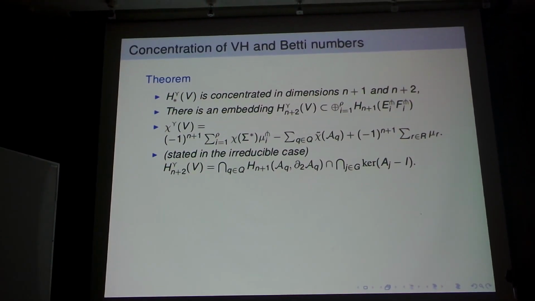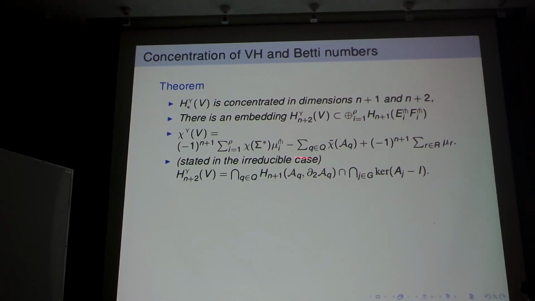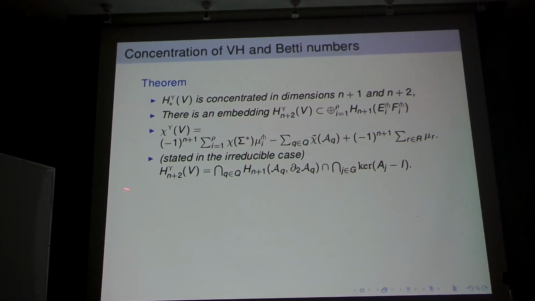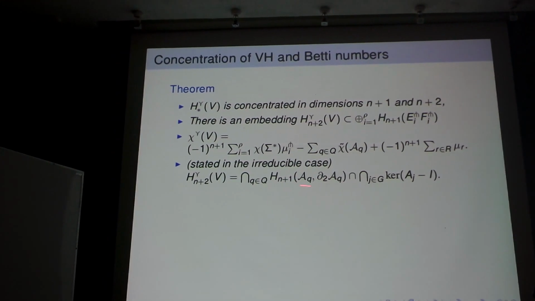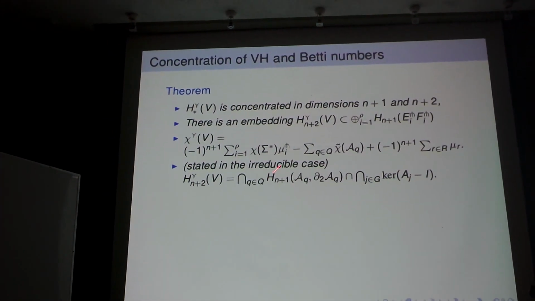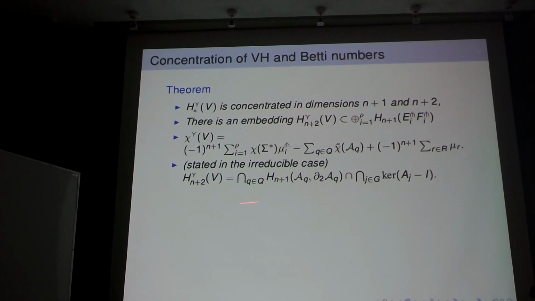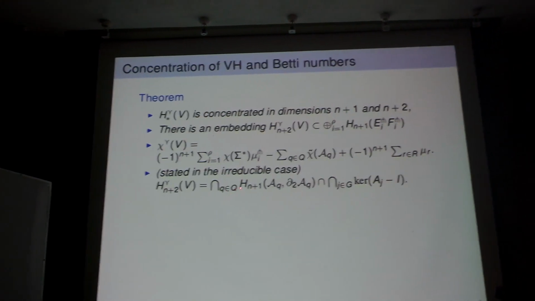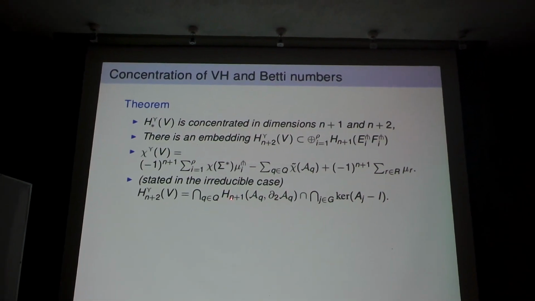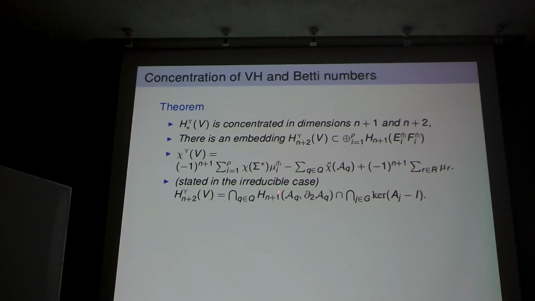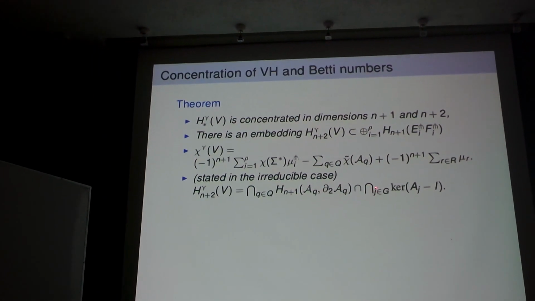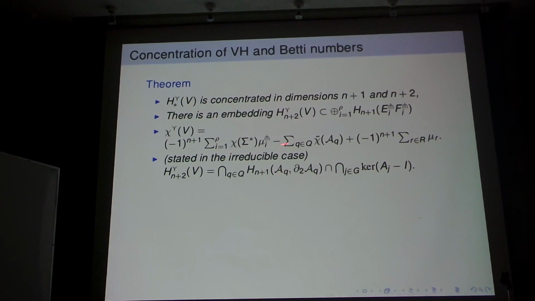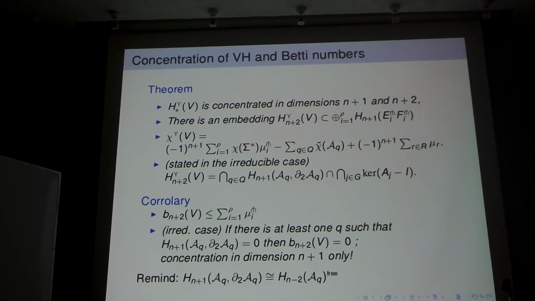And there is a formula which I only state here in the irreducible case. There is also a formula for the reducible case, but it's more complicated. That the vanishing homology is, so to say, the intersection, and the intersection is all in the reference space. That's why I told you that all these things happen in the reference space. The intersection of all the homologies of special points with the term coming from the monodromy groups. I will talk more about that later.